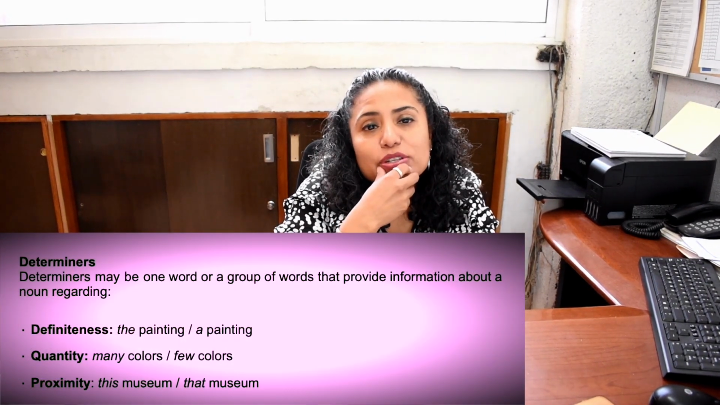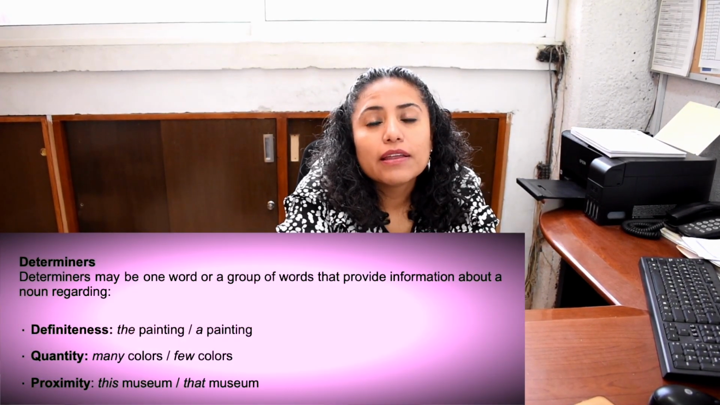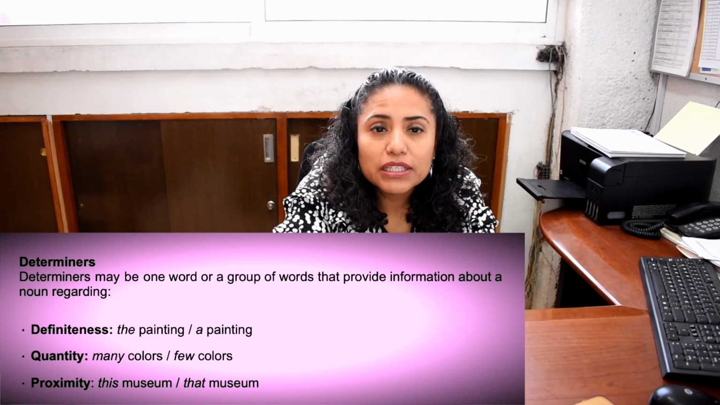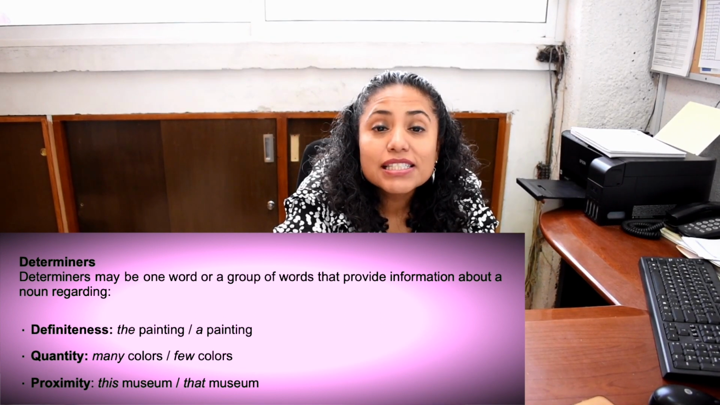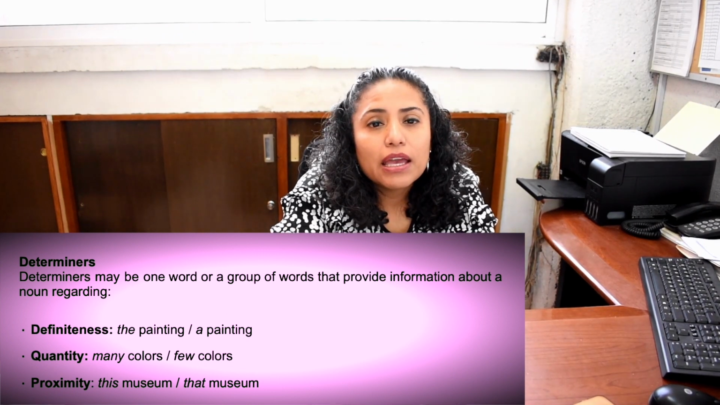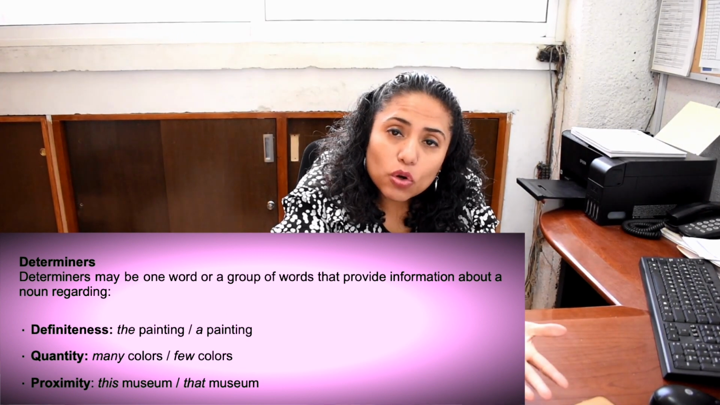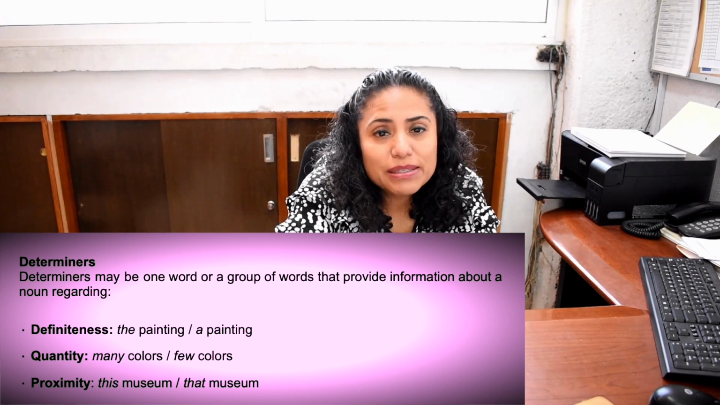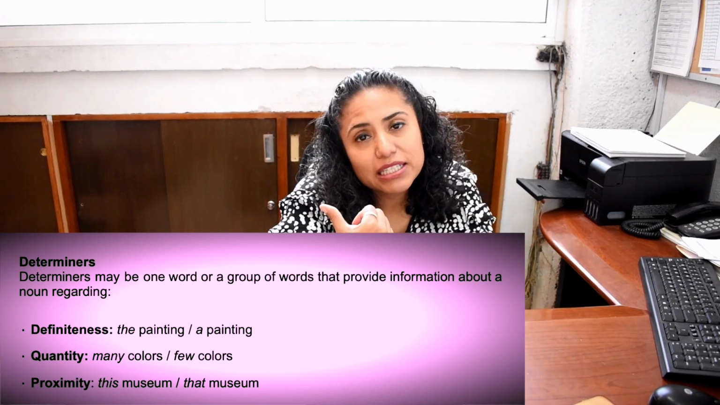Okay, now let's talk about determiners. Determiners are one word or a group of words that provide information about a noun. There are three types of determiners. The ones about definiteness, for example, the painting, a painting. About quantity, many colors, a few colors. Or about proximity, this museum, that museum. But at this moment, we are going to focus on definiteness, that are the articles.